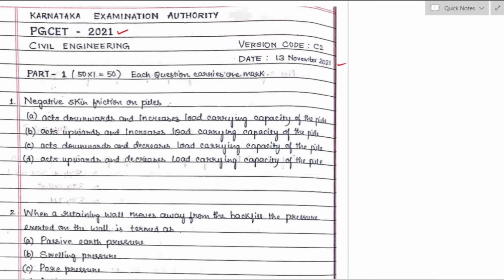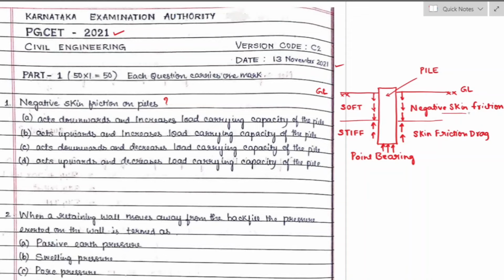Question number 1. Negative skin friction on piles is. So in the following figure, you can observe the negative skin friction acts downwards and decreases the load carrying capacity of the pile. So option C is the right answer.